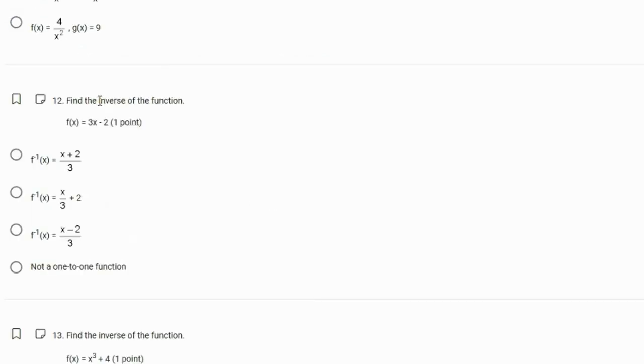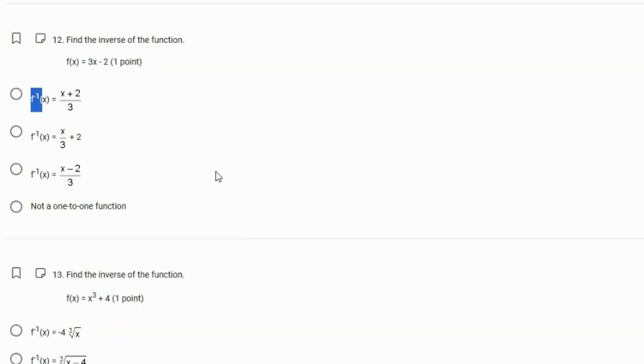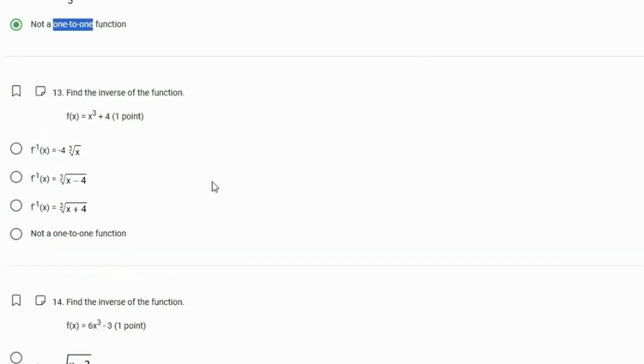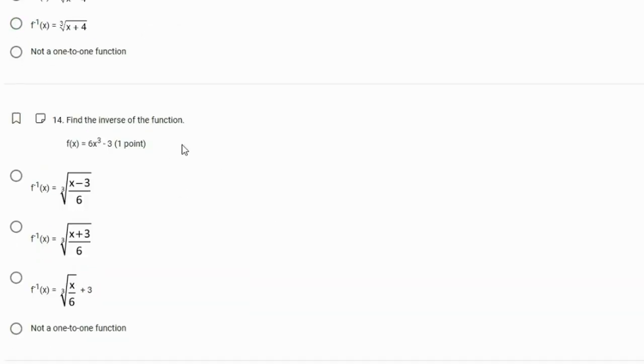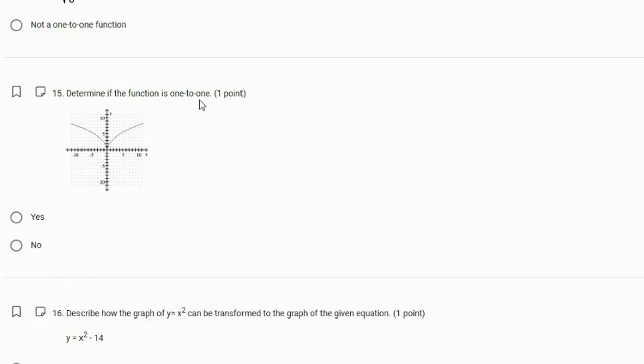Find the inverse. Remember the steps to the inverse. First, you change this to y equals. Then you swap the x and the y. Then you solve for y. And then you put it back into function notation. Or maybe it's not a one-to-one function, so it doesn't have an inverse function. Find the inverse of this function. Is this one-to-one? And one-to-one means every x only has one y and every y only has one x. That's what one-to-one means. One y to one x and one x to one y.